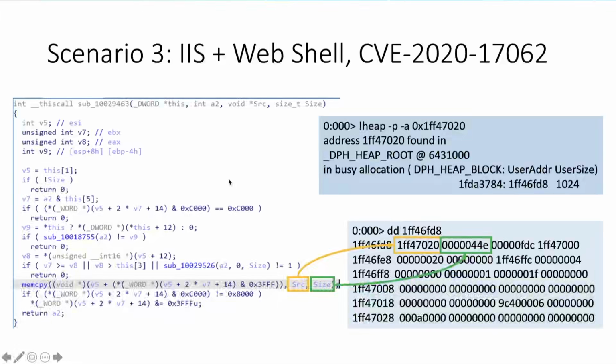Let's see what happened. There's a memory copy over here, and it used the size of the source buffer as the copy size. You see? No check for this size. No validation, no verification, just copy directly. It's a very classical vulnerability pattern.